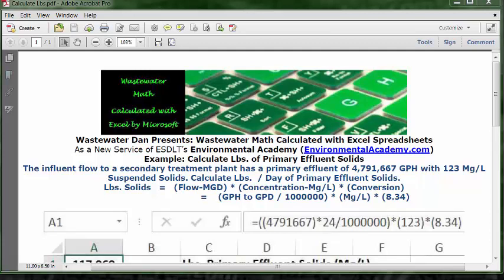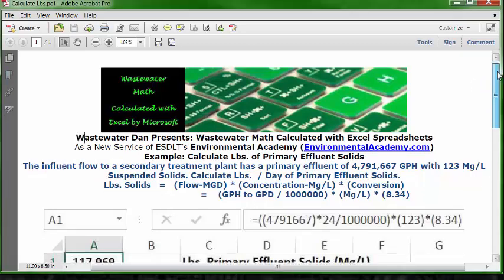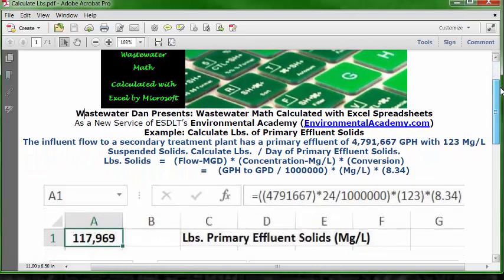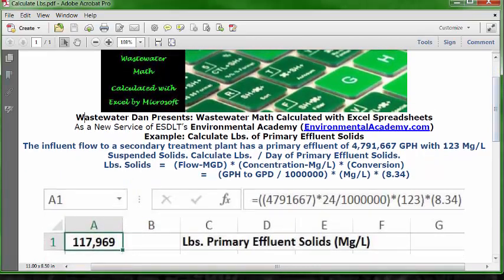flow rate goes in million gallons per day, which means we have to show the gallons of water per day as flow and then convert it to increments of millions. Therefore, the concentration and the flow rate will be in the same time increment. So that's the basics in the formula. Let's look and see how we're going to insert this into our Excel spreadsheet.